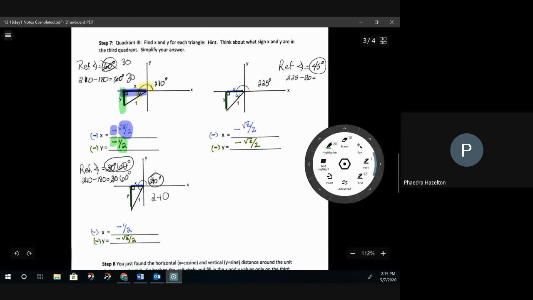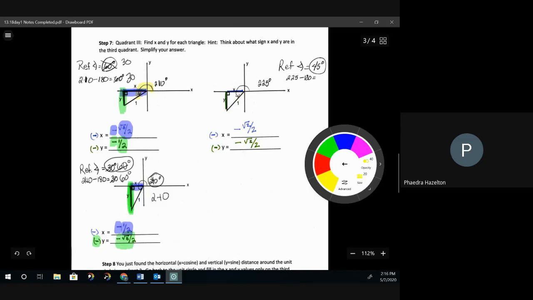So we're going to go back, and we're going to look at, okay, I'm moving, that's my short leg, so that's why it's 1/2, and I'm moving to the left, so that's negative. And then I'm going to move my y, I'm moving down, so it's negative, and that's my long leg, so that's square root of 3 over 2.